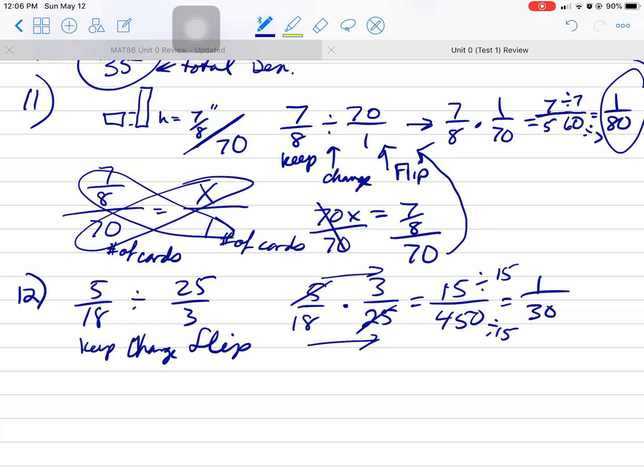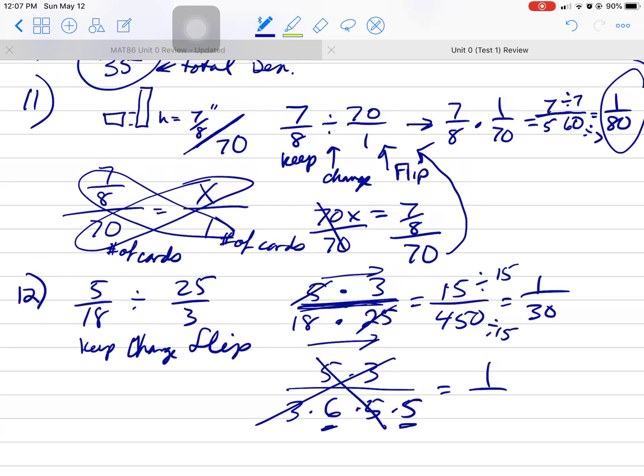This is not cross multiplying. This is just thinking of these as 3 times 5 on the top here, 5 times 3, and this is 25 times 25. So I'm kind of thinking like this, and I'm just getting rid of those, which gives a 1, and what's left is this times this is 30. Okay?